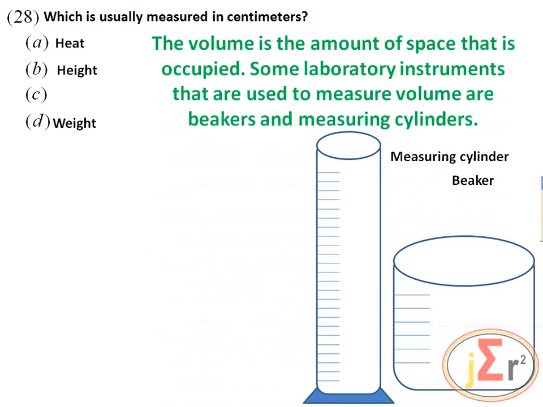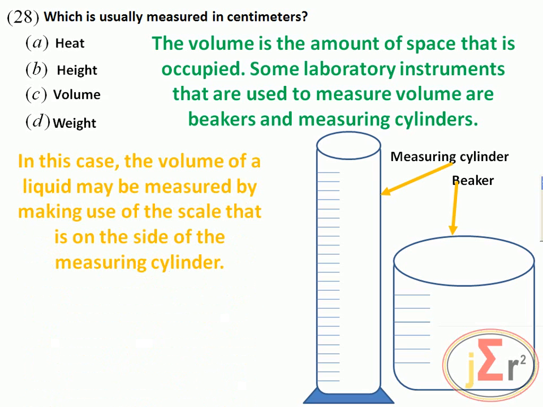The volume is the amount of space that is occupied. Some laboratory instruments that are used to measure volume are beakers and measuring cylinders. They are used to measure volume. And the volume will tell us the amount of space that something occupies. In this case, the volume of a liquid may be measured by making use of the scale on the side of the measuring cylinder or the scale on the side of the beaker.